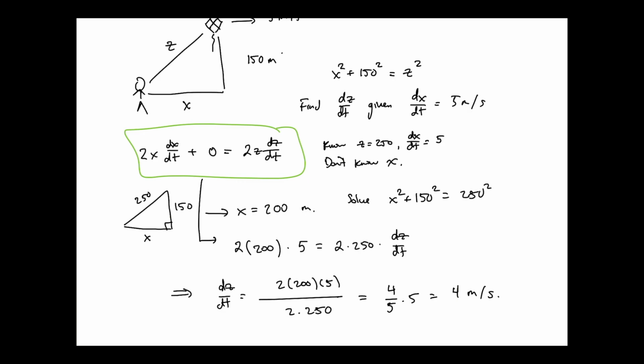Why does it make sense that it's not 5 meters a second? Yeah, it's at an angle, right? It would be going 5 meters per second if he was at 150 meters above the ground and the kite was just going straight away from him. And it certainly makes sense that it's positive, right?